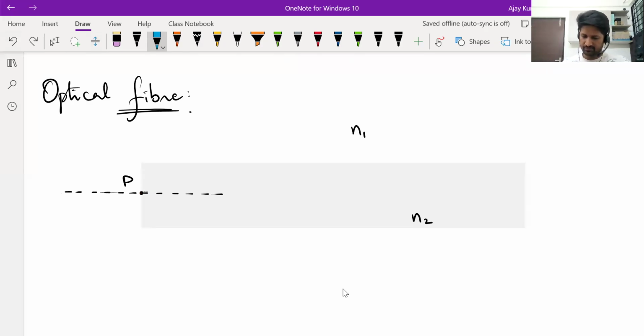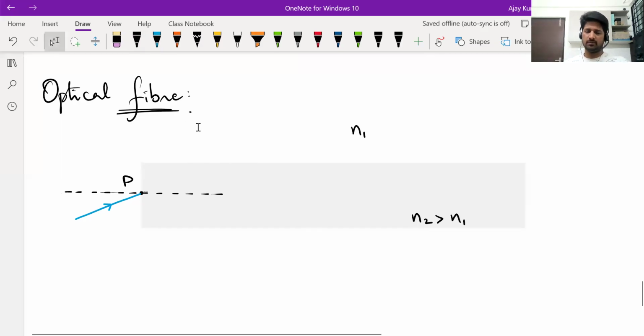Imagine a ray incident like this. What should happen to this one? Wait, N2 is greater than N1. Inside, the refractive index is more than outside. So outside is rarer, inside is denser. Light is going from rarer to denser. What should happen?